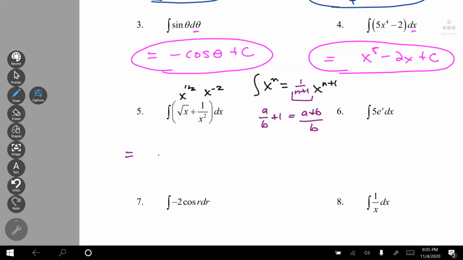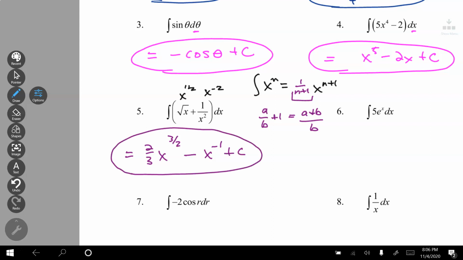So when I do this, I get x to the 1 plus 2, which is 3/2, and I'm using this reciprocal, so I get 2/3, and I'm going to add 1 to this, so I get x to the -1, and the reciprocal of this fraction is -1 plus c. The best thing about the antiderivative is I can always check my results.